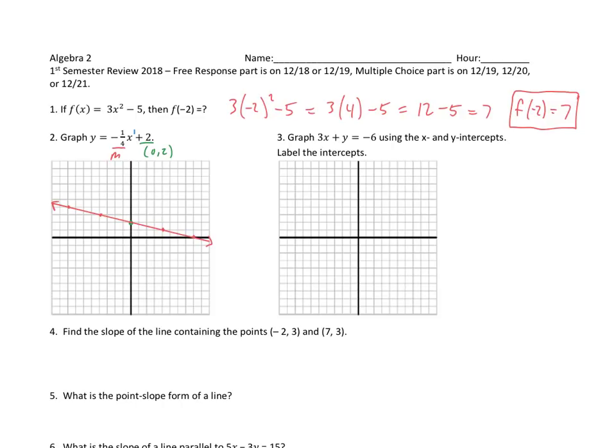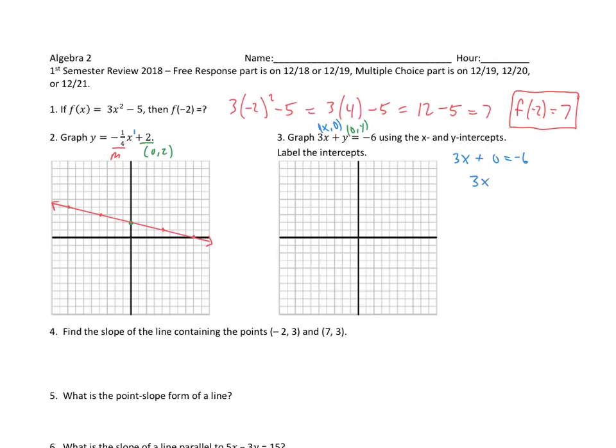Alright, so there's number 2. Move on to number 3. It's asking me to graph 3x plus y equals negative 6 using the x and y intercepts, and then label those intercepts. So with an x-intercept, what we know is that y is always 0. So it's going to be some x value with a y value of 0. And with a y-intercept, we know that x is always 0. So 0 would always be our x, with some particular y value. So we're going to use that, saying if I want to find out what x is, I set y equal to 0. So 3x plus 0 equals negative 6.